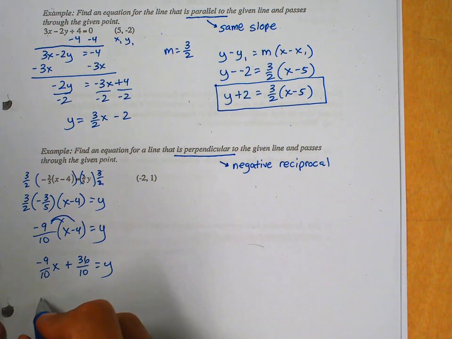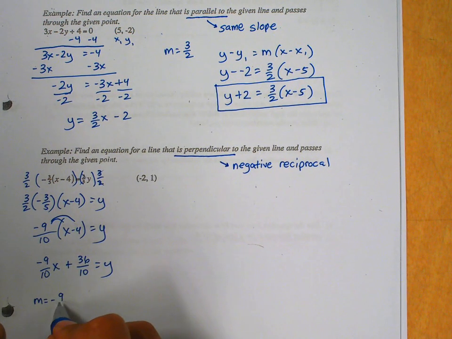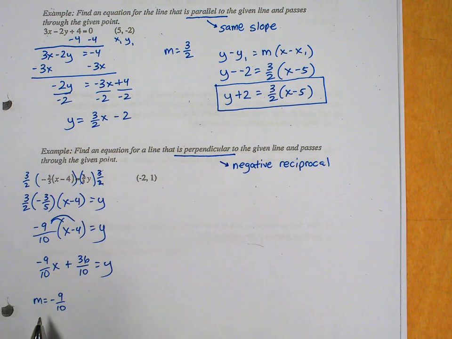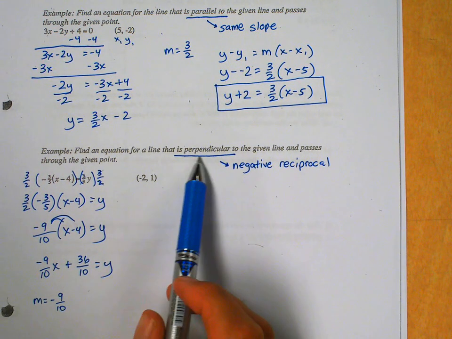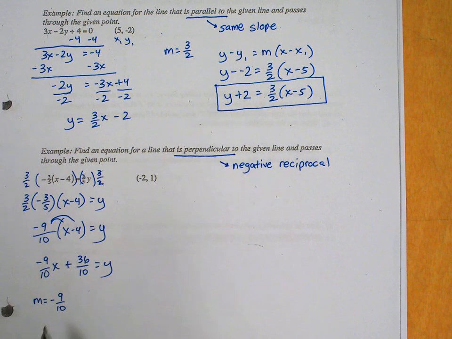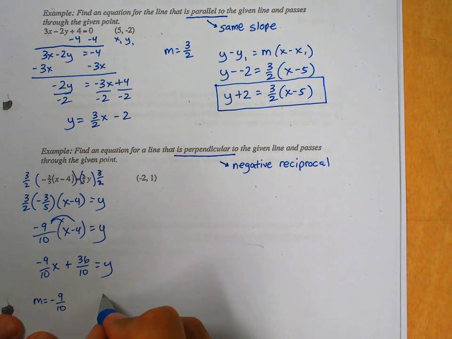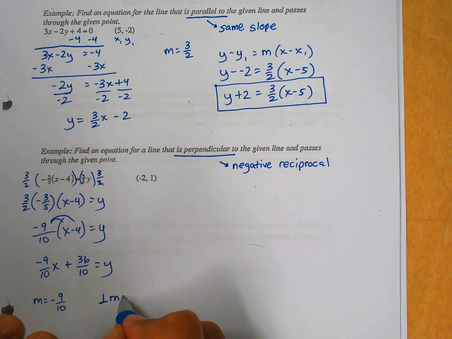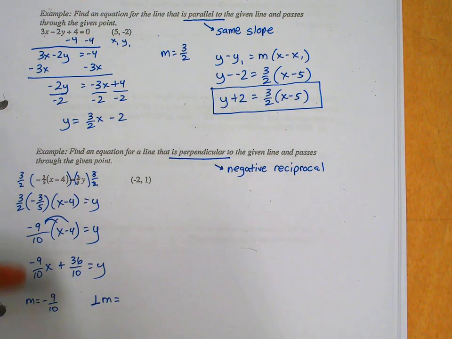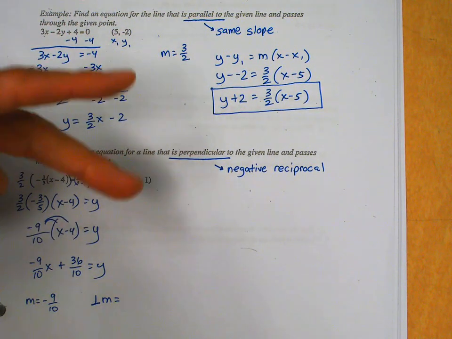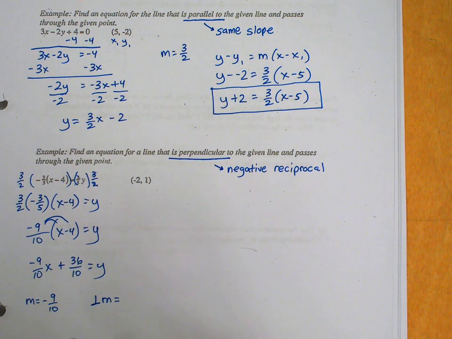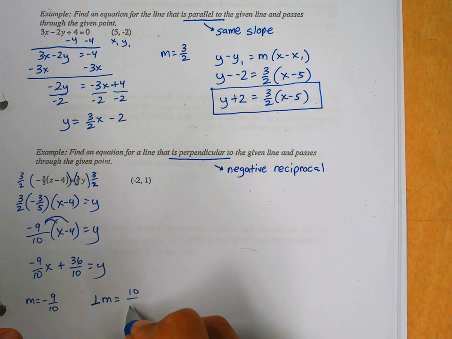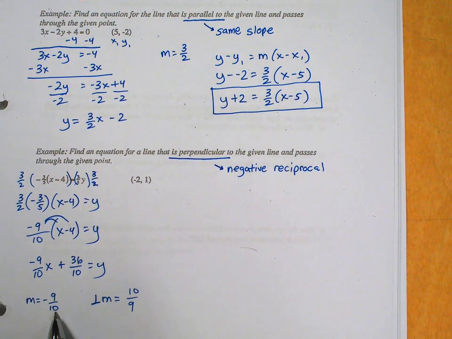So here, m equals negative 9 over 10, but that's not the slope of the line that I'm trying to find. I'm trying to find the slope of the perpendicular line. So that's opposite reciprocal, the perpendicular slope. I flip the fraction and change the sign. That's going to be positive 10 over 9. So I flip this, change the sign.